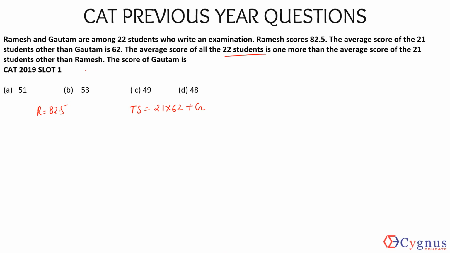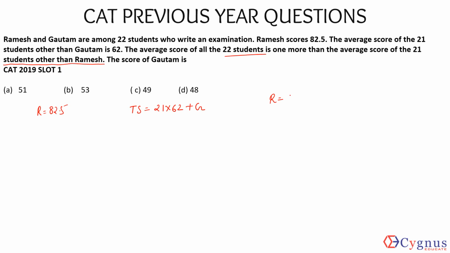Let's try to read it in the reverse order. That means if you exclude Ramesh out of the total group, then the average is going to decrease by what? One. Because the average of the whole class was one more than the average score of the 21 students other than Ramesh. So if Ramesh leaves the group, then the average is going to decrease by what? One. That means there'll be a loss of 1 mark to each and every student of the remaining 21 students. So can we say Ramesh's score should be more than average?